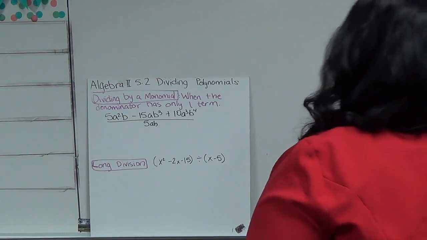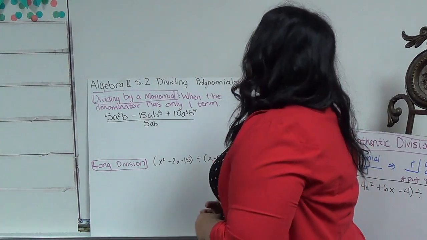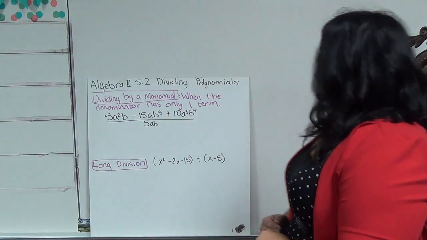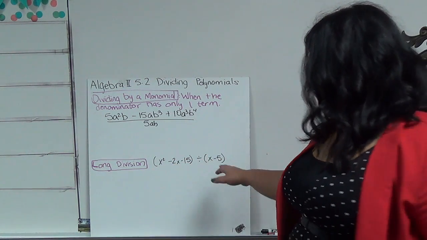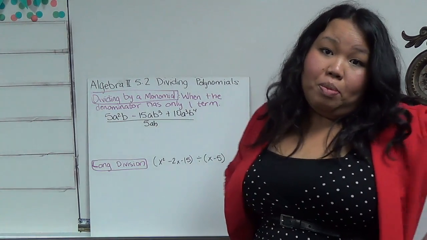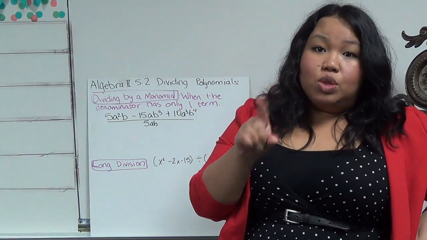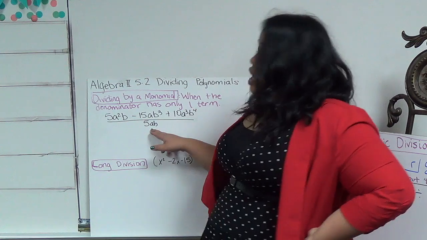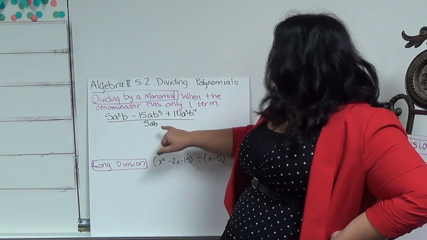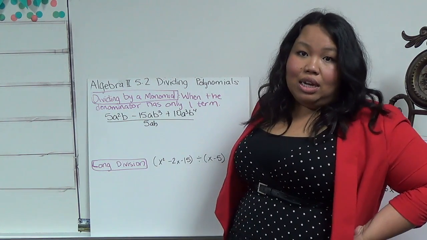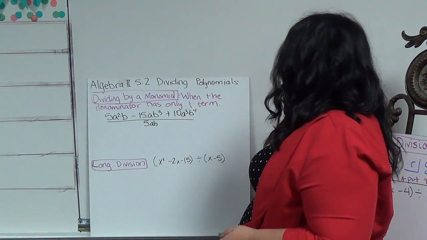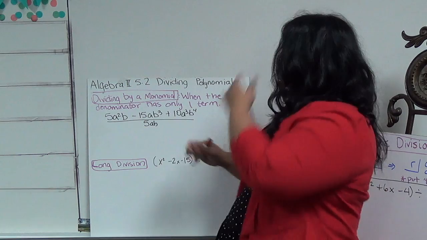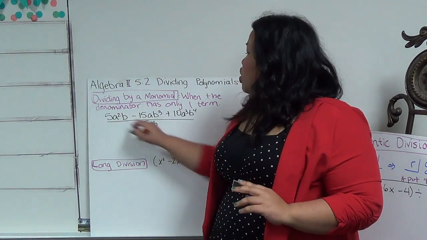In Algebra 2, section 5.2, we're talking about dividing polynomials. Dividing by a monomial is different from dividing a polynomial by a polynomial. A monomial only has one term, so the thing we're dividing by has no plus or minus in it. If we have something like that, we just take the monomial and put it under each term.